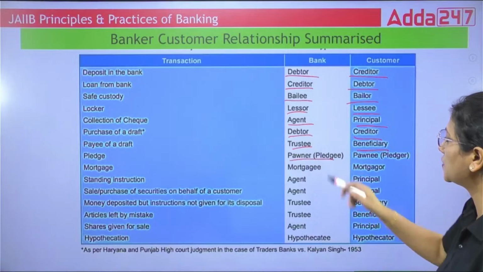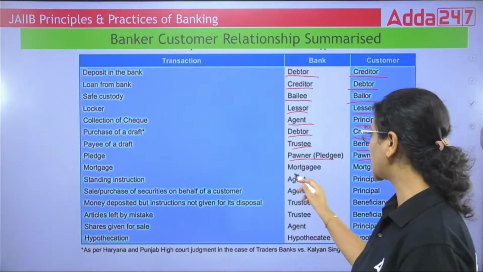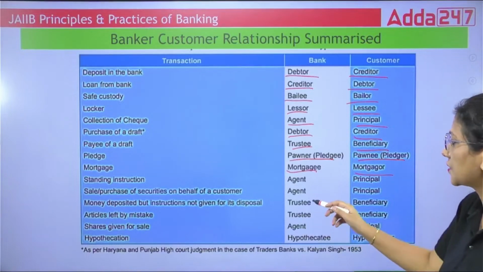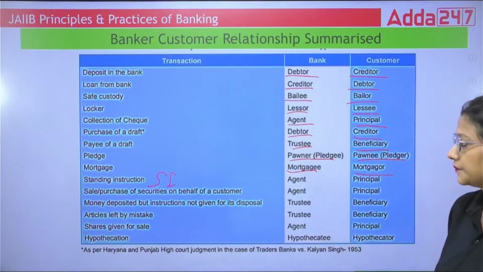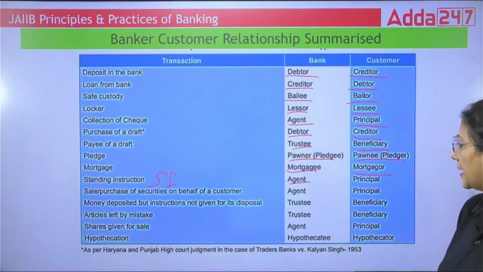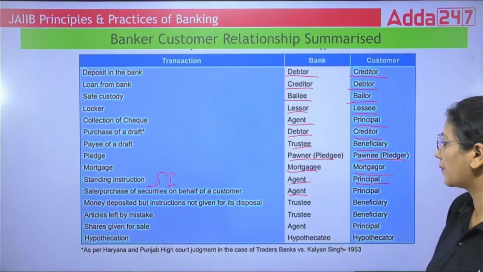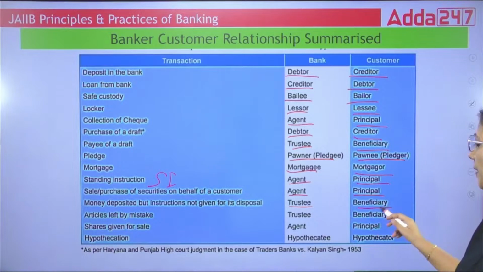Pledge, in case of pledge, bank is pawnee, customer is pawnor. In case of mortgage, bank is mortgagee, customer is known as mortgagor. Standing instruction, SI, any kind of SI, bank will become agent, customer, principal. Sale or purchase of securities on behalf of customer, bank will become agent, customer will become principal. Money deposited but instructions not given for its disposal, bank will be trustee and customer will be beneficiary.